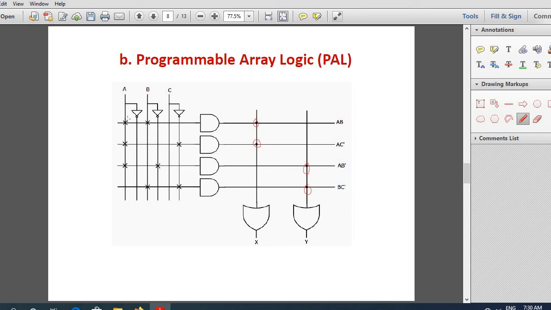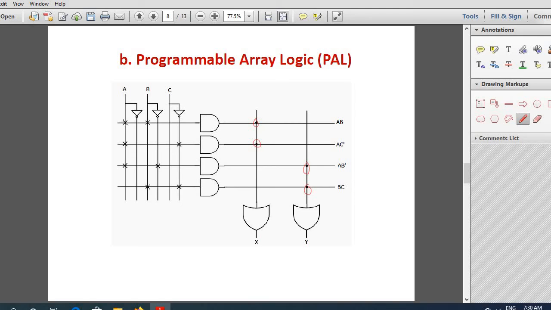So, you should produce the necessary terms here. This is fusible. There is a connection between A complement, B, B complement, C, C complement, everything to this AND gate. Now it is your choice how to produce a product term. All these are fusible links. So here, which ones do you need to remain intact?